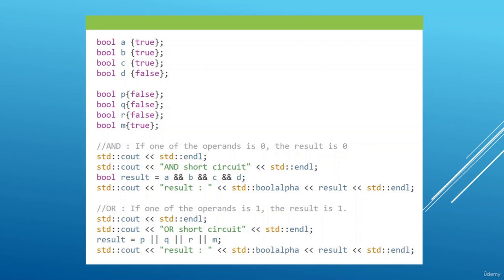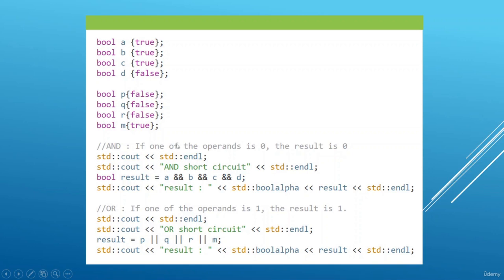Here we have a simple program. We have a few variables, A, B, C, D, and P, Q, R, M. And we're going to look at the AND operator. When we do the AND logical operation, if one of the operands is false or zero, the result is going to be zero. So if we have an expression like here, A and B and C and D, and one of them happens to be false, for example B, the entire thing is going to be false anyway. But when the compiler hits B and sees that it is false, it's going to drop out and not execute anything after that. This is referred to as short-circuiting.